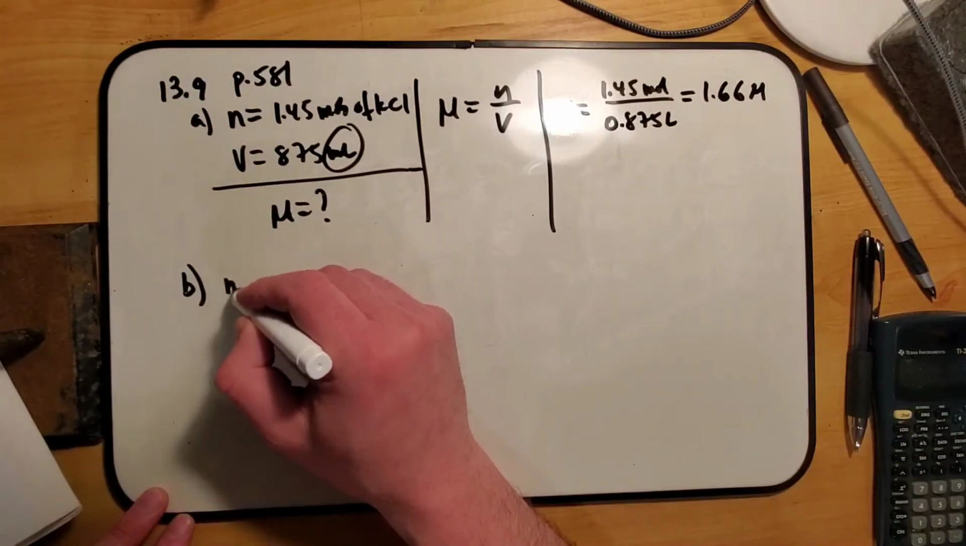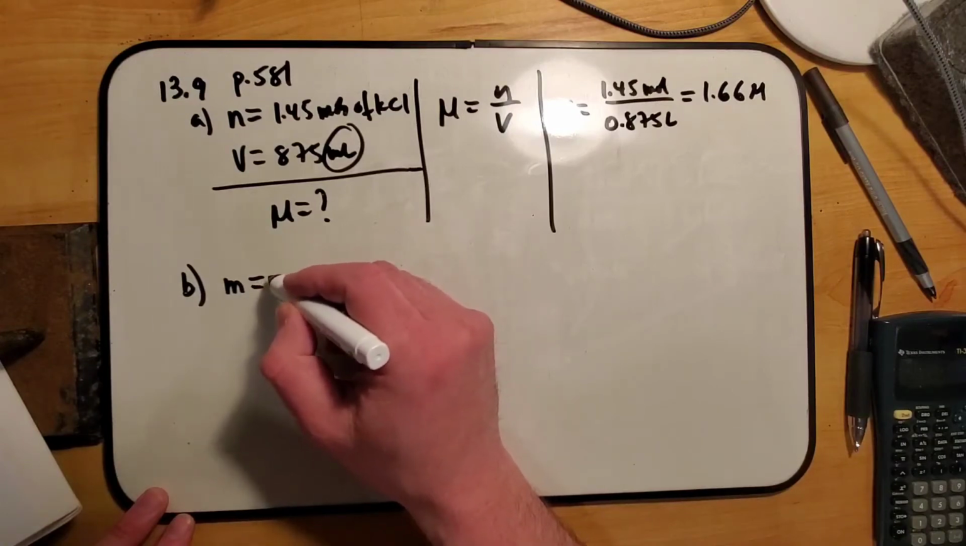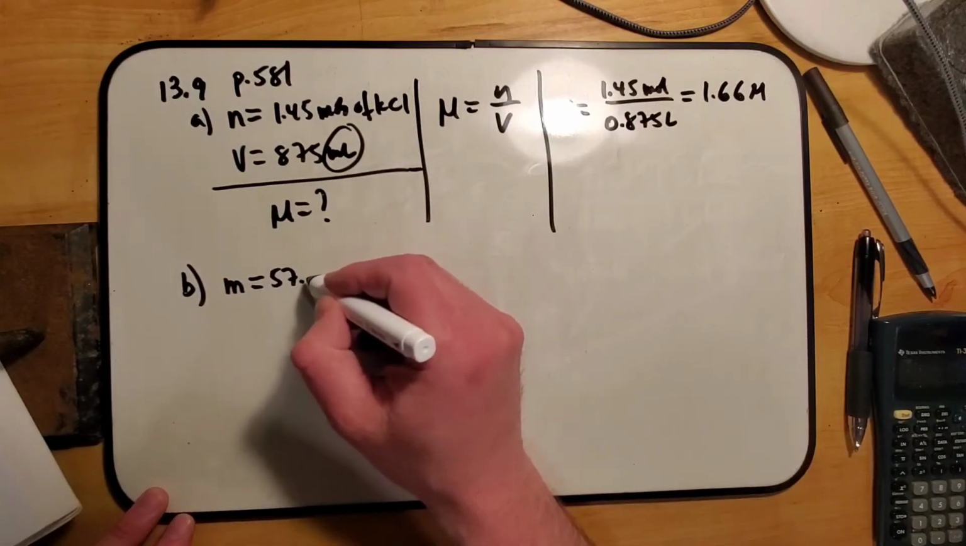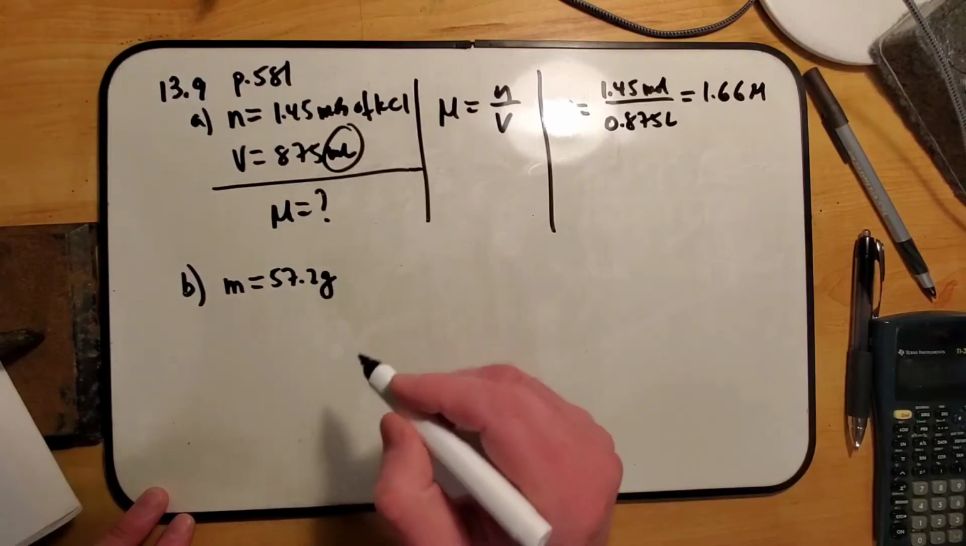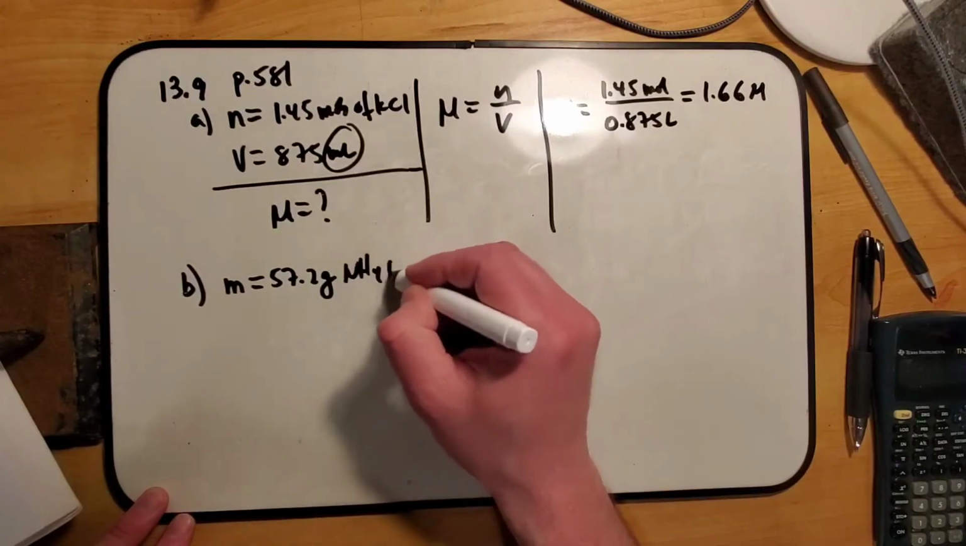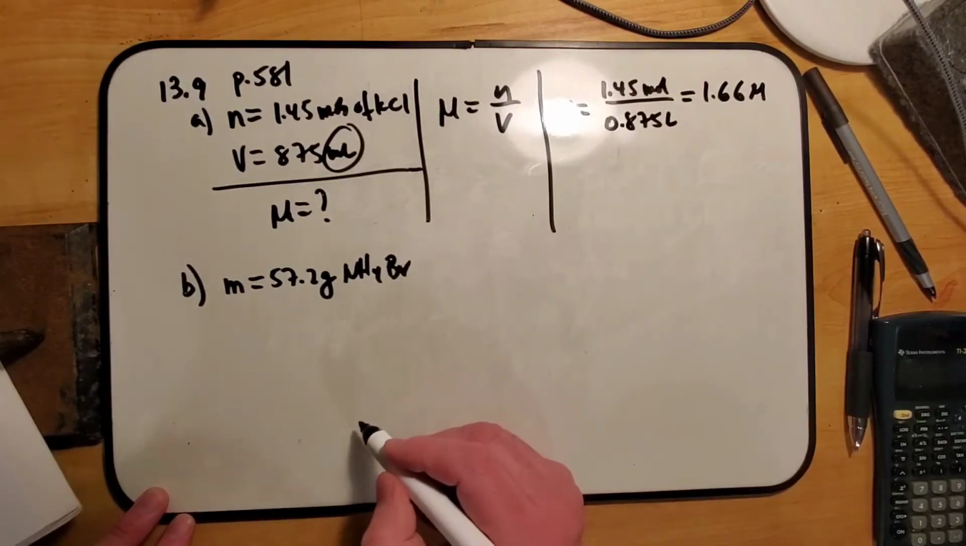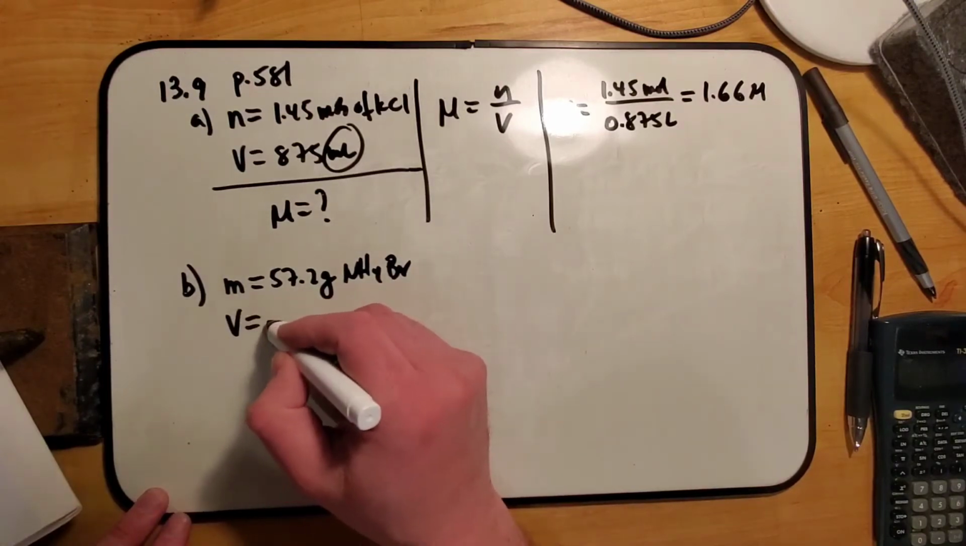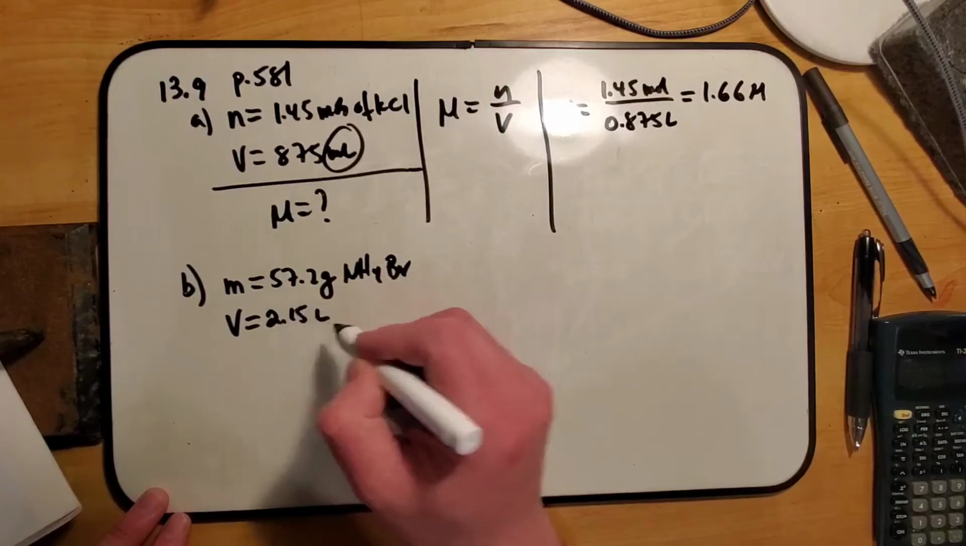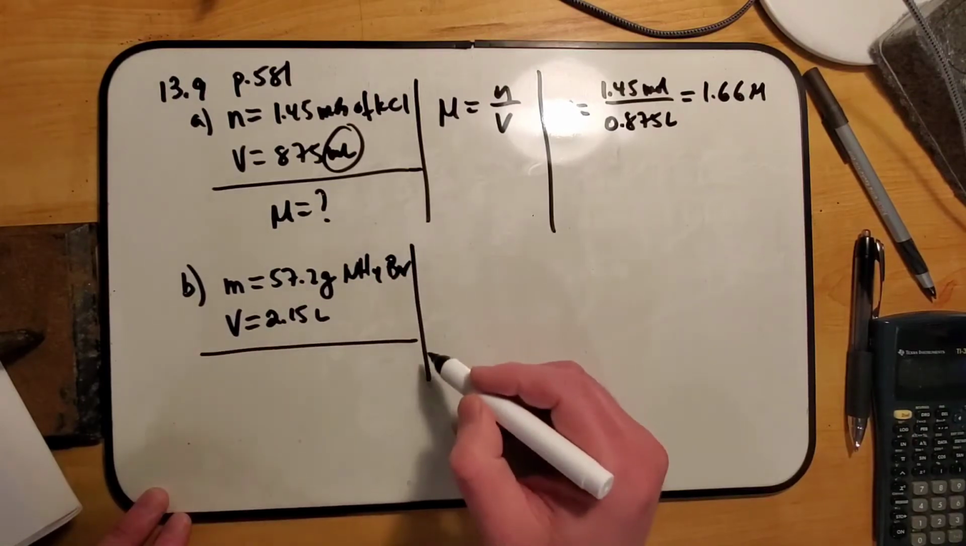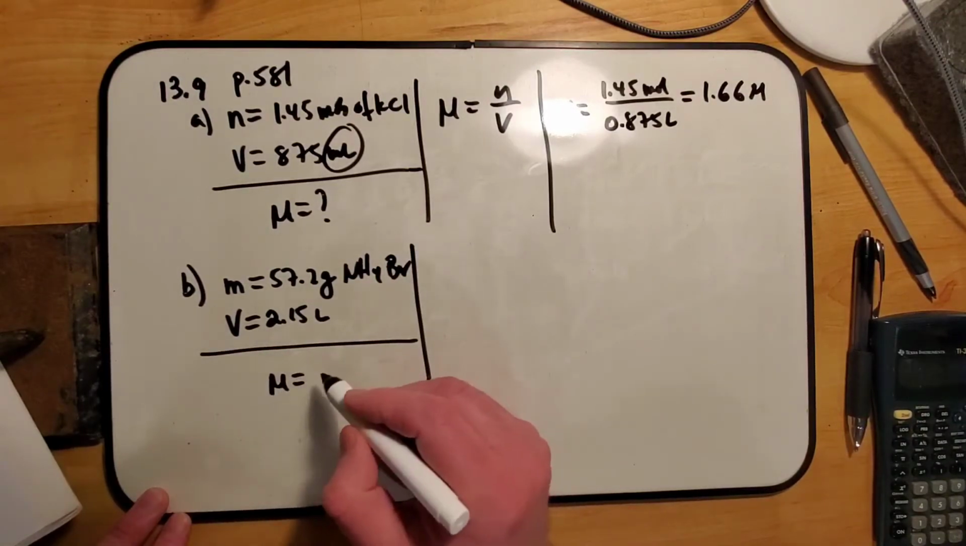So what I'm given here is a mass. Mass is given, guys, 57.2 grams of ammonium bromide, and it's dissolved in enough water to give 2.6. So now here they're giving us liters, so I do not have to do any conversions here. And again, what I need to find out is the molarity.